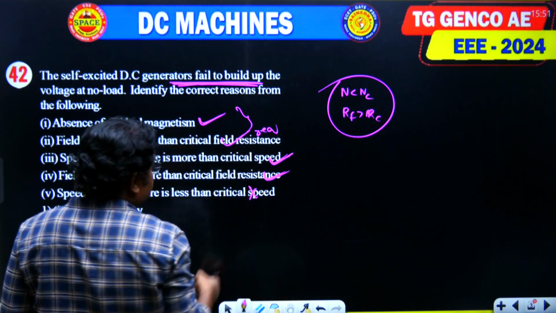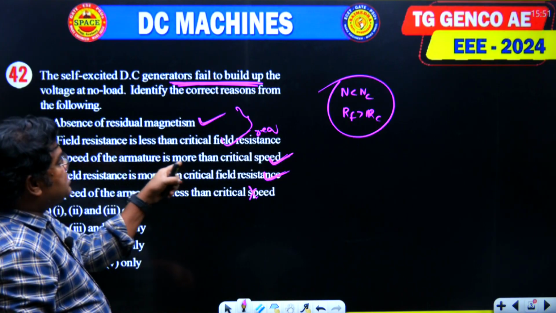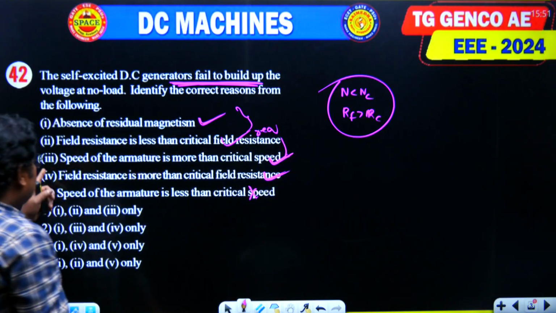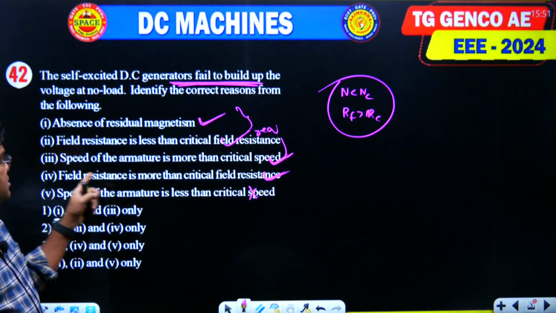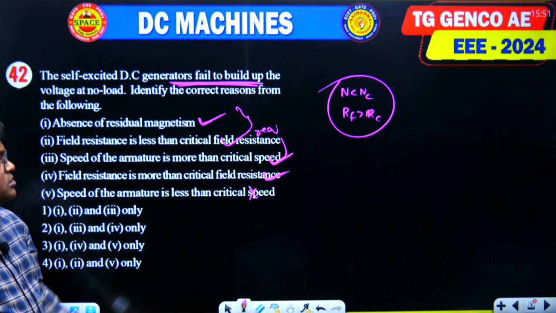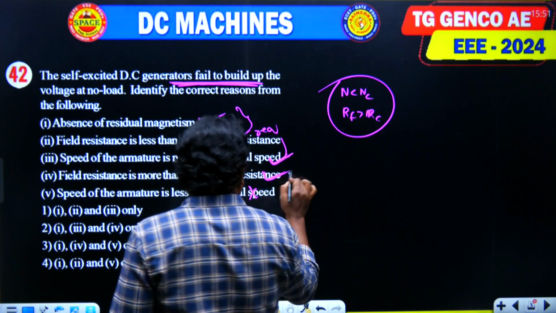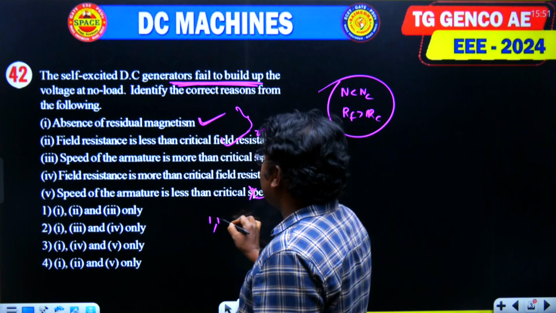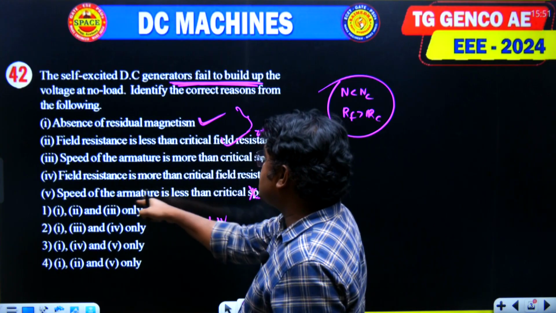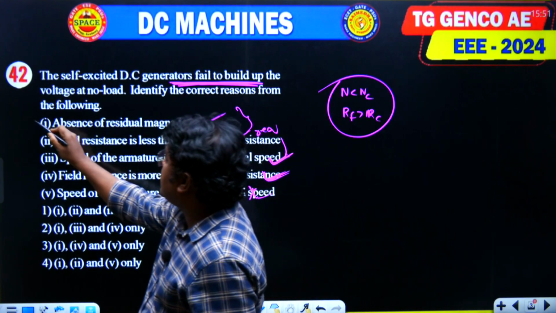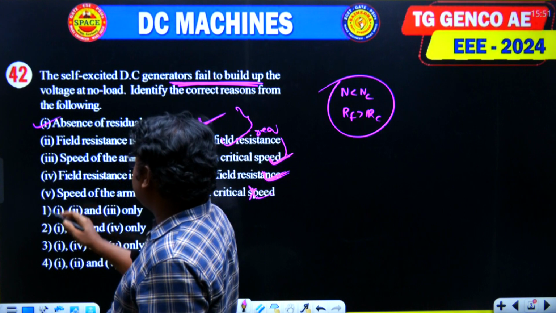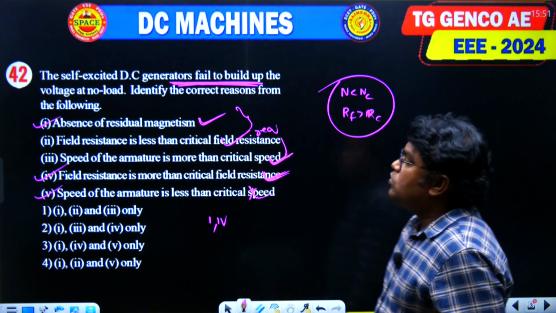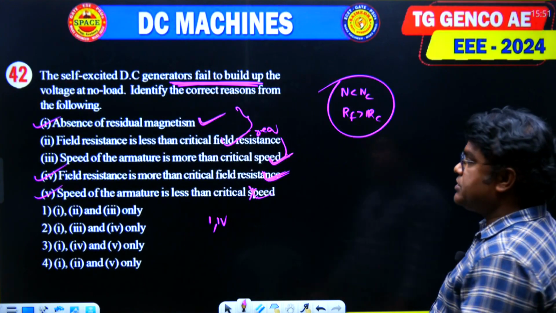And speed of the armature more than the critical speed is also a required condition. So that's why these two reasons, 1 and 4, are field resistance more than critical and speed less than critical. So statement one is one of the reasons, the fourth is also a reason, and the fifth is also a reason for the generator to fail to build up voltage.